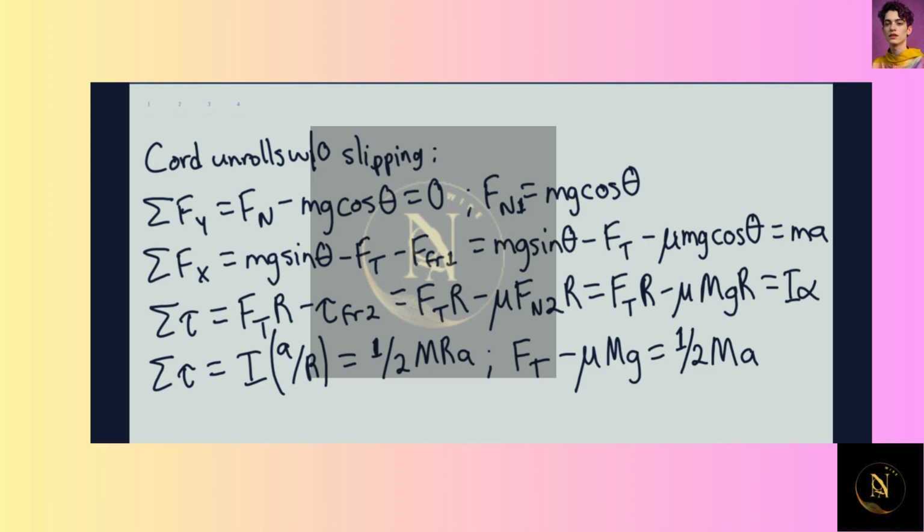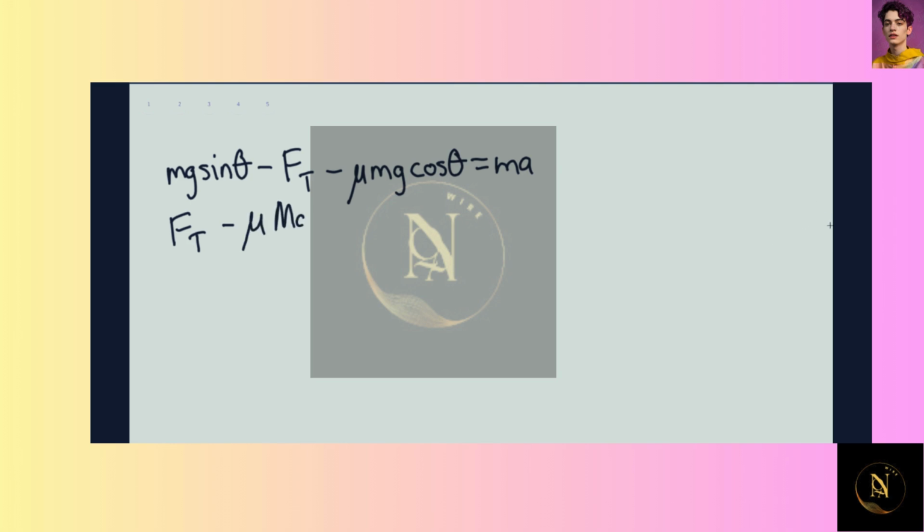We're going to add the x equation to the torque equation. So we can say that's mg sine of theta minus force tension minus coefficient of kinetic friction mg cosine of theta. This would equal ma. Force tension minus the coefficient of friction times mg would equal 1/2 ma.